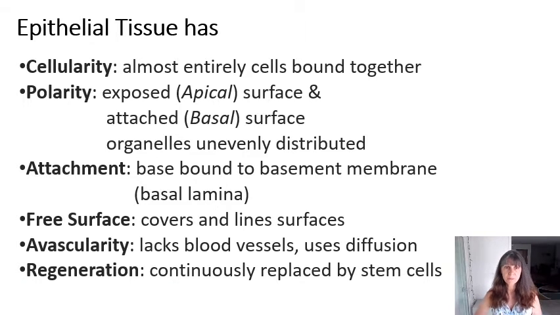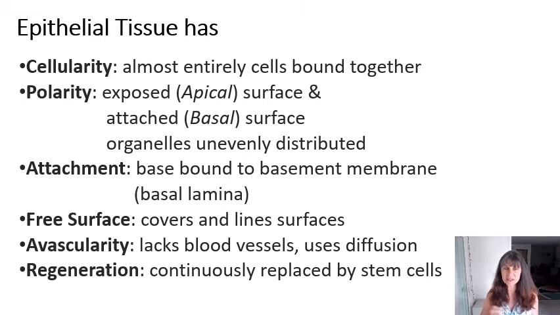Epithelial tissue has cells that are almost entirely linked or bound together. We already talked about the fact that there is an apical surface, which is the surface of the cells that is exposed. That's also sometimes referred to as the free surface, because there's nothing attached to it. Then the bottom portion of epithelial cells is referred to as the basal surface. And in these cells, the organelles are unevenly distributed.